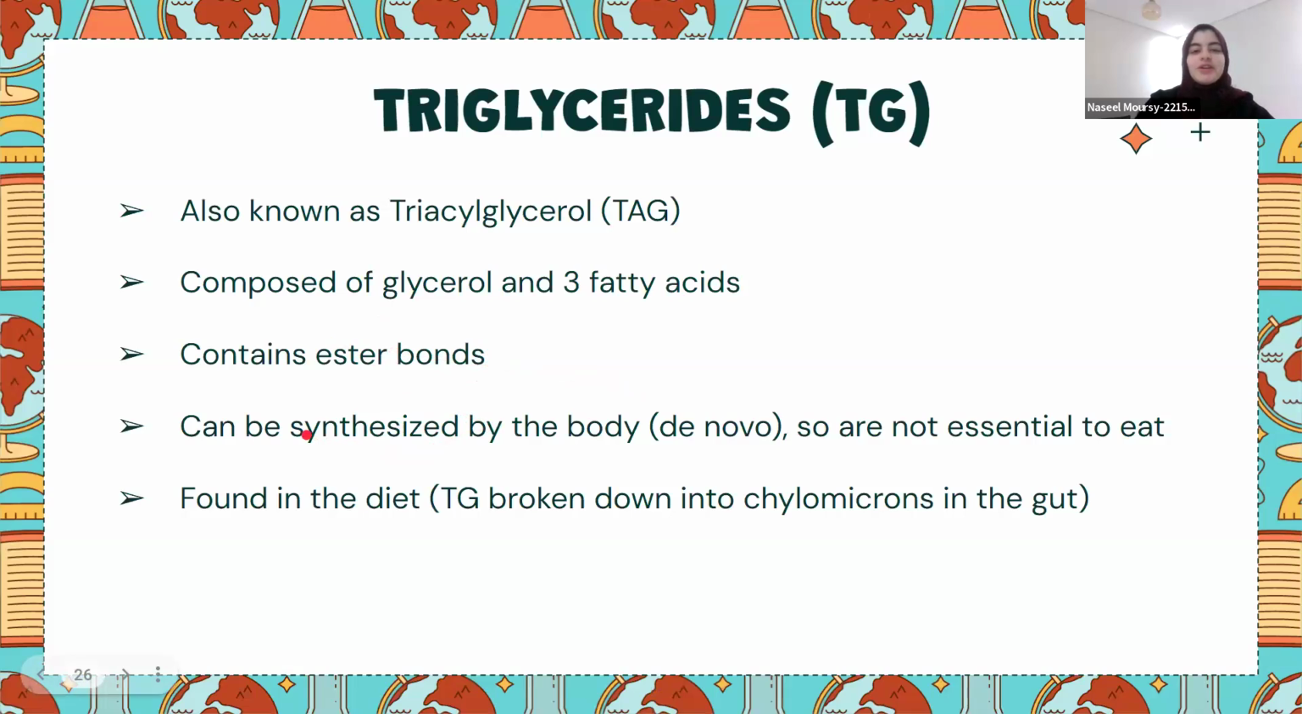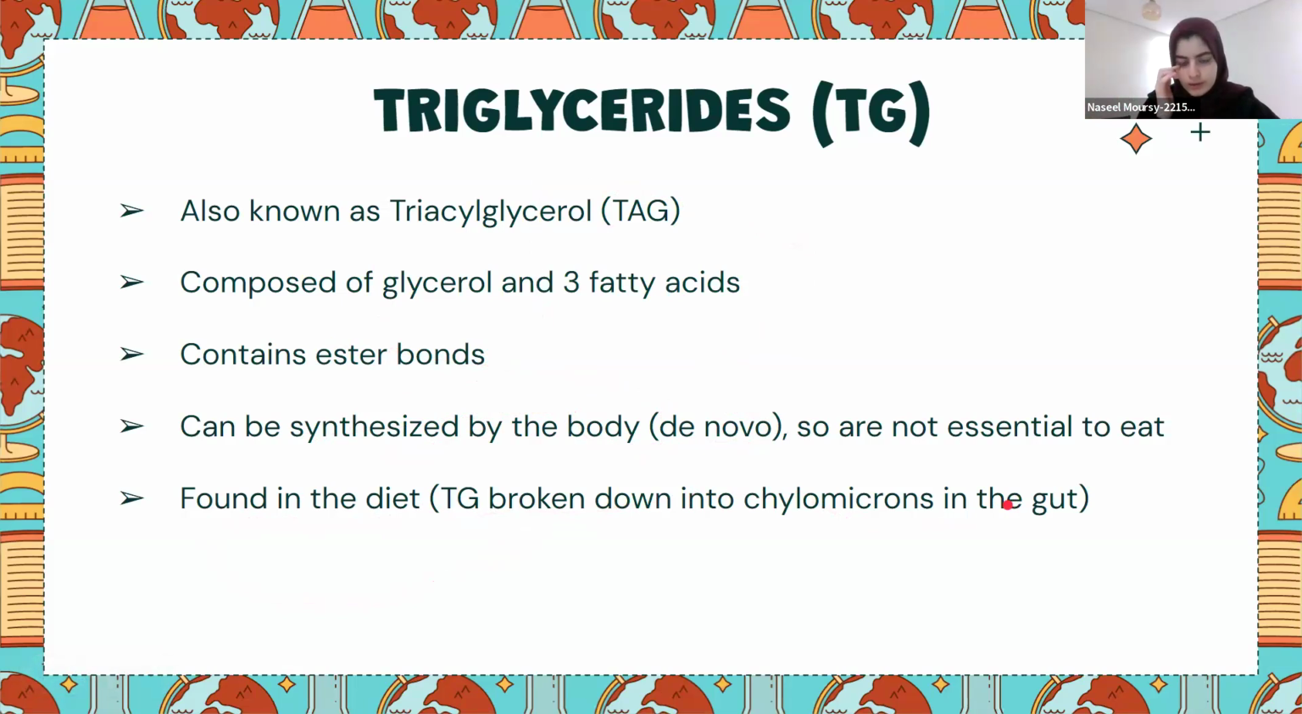Alright, so triglycerides can be synthesized by the body, de novo. What does de novo mean? It means synthesized anew, that means you do not need to eat triglycerides. Now, triglycerides are in fatty foods. These are found in the diet, like we said, and something about triglycerides is that they are broken down into chylomicrons in the gut.